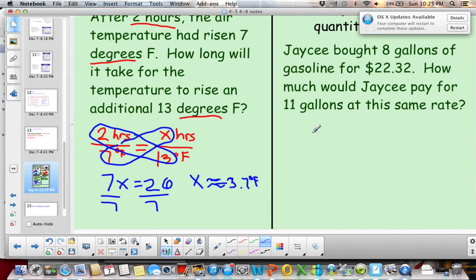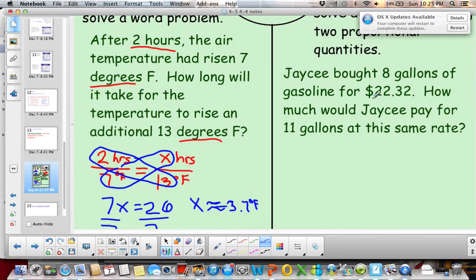Okay? JC bought 8 gallons of gasoline for $22.32. How much would JC pay for 11 gallons at the same rate? So gallons, money, gallons, and then x is going to be our missing money amount. Okay? So we have 8 gallons for $22.32. And I'm going to put my units so that it's easy for me to line it up.